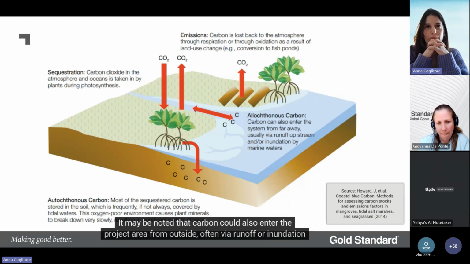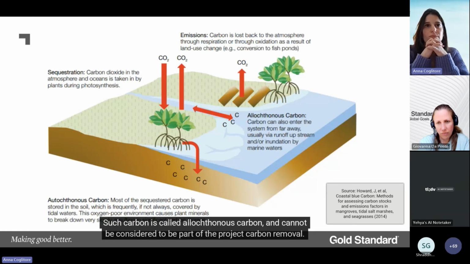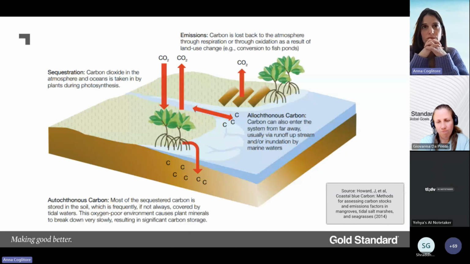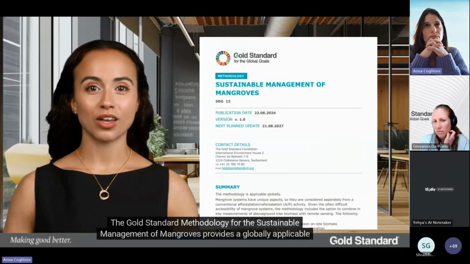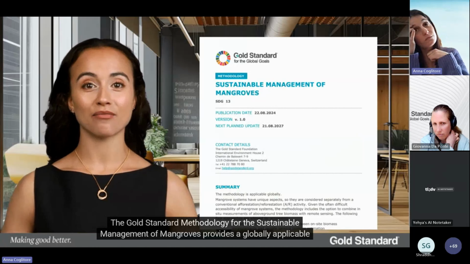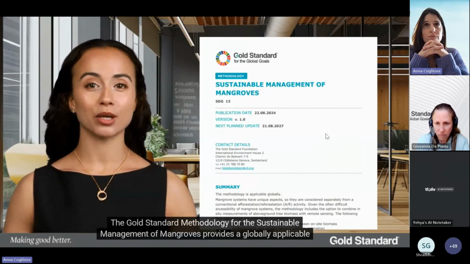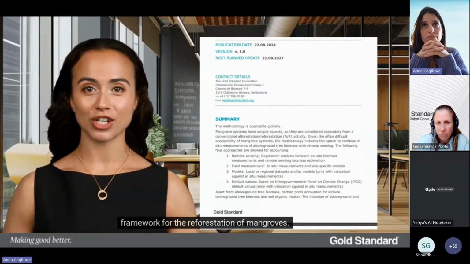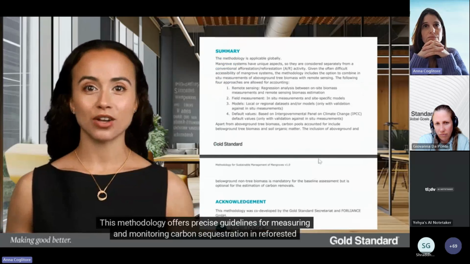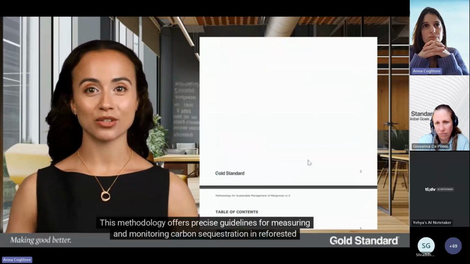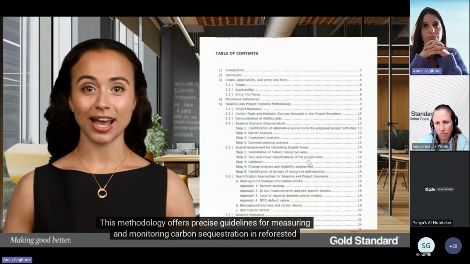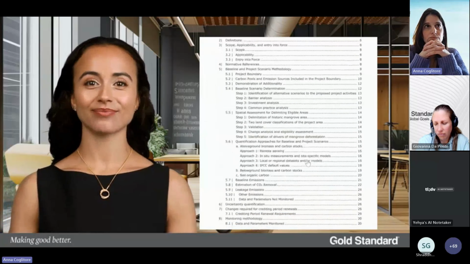It may be noted that carbon could also enter the project area from outside, often via runoff or inundation by marine waters. Such carbon is called allochthonous carbon and cannot be considered to be part of the project carbon removal. The Gold Standard methodology for the sustainable management of mangroves provides a globally applicable framework for the reforestation of mangroves. This methodology offers precise guidelines for measuring and monitoring carbon sequestration in reforested mangroves.